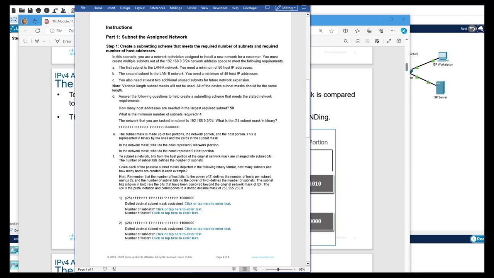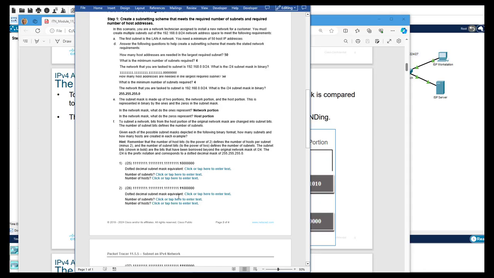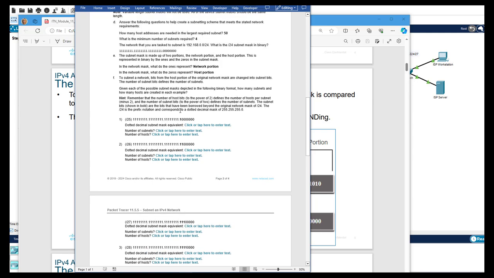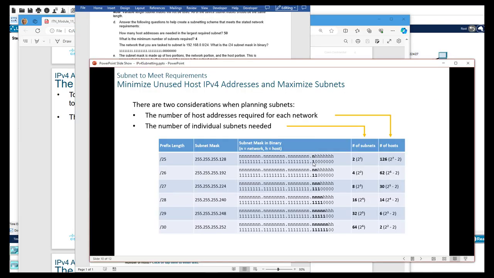To subnet a network, borrow bits from the host portion and change those into subnet bits. The number borrowed defines the number of subnets it will yield. In the next section, we're going to be given possible subnet masks and asked to figure out how many subnets and how many hosts each would give us. Remember that 2 to the number of host bits defines the number of hosts per subnet. If we borrow 1 bit from the host portion, that determines how many subnets, because we take 2 to that power. 2 to the first power is 2, so that's how many subnets we get by borrowing 1 bit.